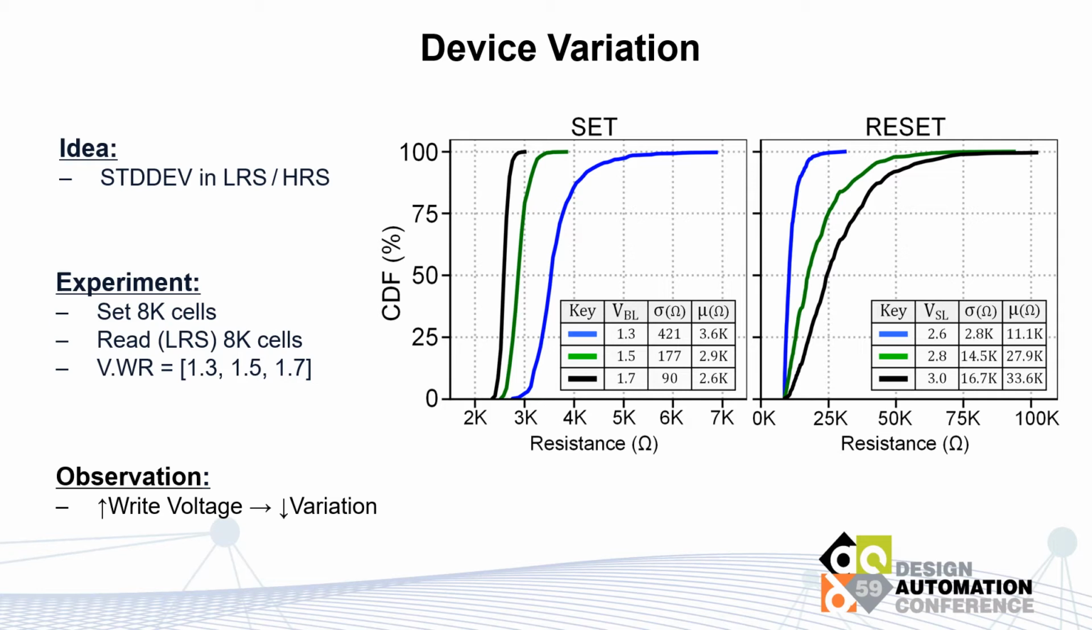To get an idea of what device variation we can expect, we ran an experiment. So for 3 different programming voltages, we set and reset 8,000 cells and measured their resistances. I have plotted these experiments as cumulative distribution functions. From this experiment, we can observe a few things. The device variation is a function of the programming voltage. So we can see that the black curve is tighter than the blue and green curves because a higher voltage is used. And we can push this device variation quite low, close to 4% in the case of the LRS mean resistance.